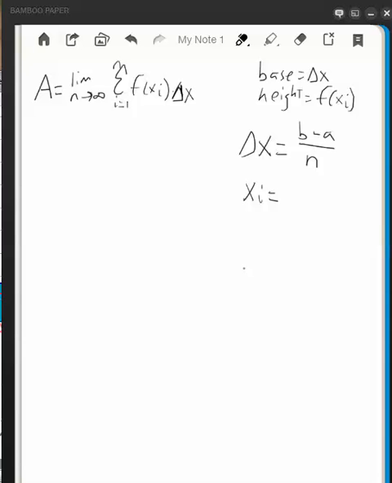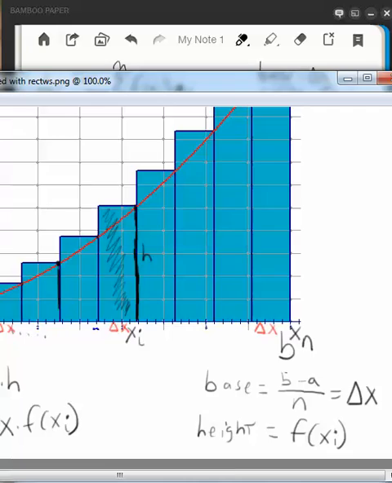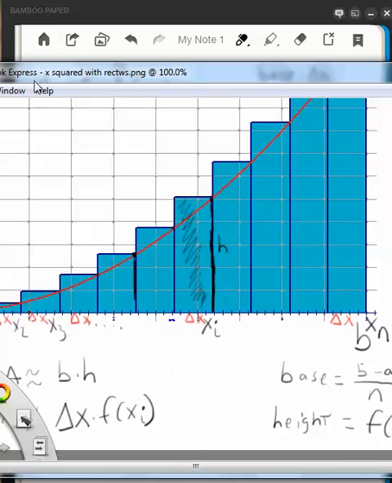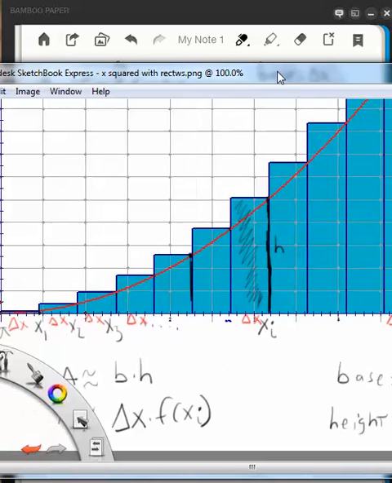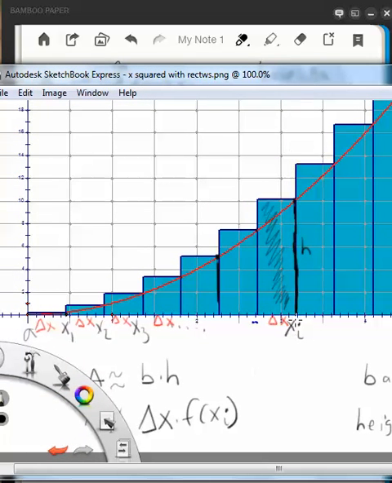x sub i is a little bit trickier because we don't know where x sub i is actually located, right? If I pull this back into the picture, here's x sub i, but I don't know how far away it is. How far away from the origin is x sub i? Well, is it this far away? Because that would just be delta x. Is it this far away? Well, that would just be 2 delta x's. Or maybe it's 3 delta x's. Or 4. Well, every rectangle is a delta x. How many delta x's before I get to my ith rectangle?